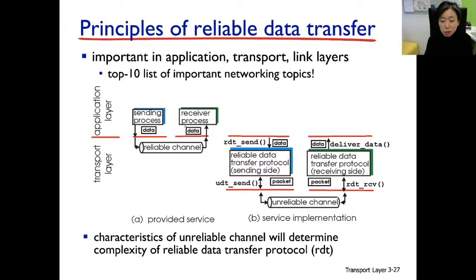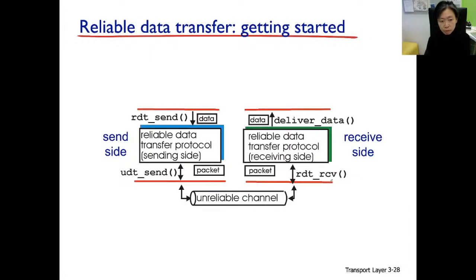Now, we'll be using these notations, RDT send, UDT send, and all these throughout the discussion, introducing you to generations of these reliable data transfer protocols. So let me blow it up and explain a little bit further. The sending process here is generating messages. Those messages get passed down to the transport layer, and those messages are now called data. RDT send is the function the sending process calls to pass the data down.